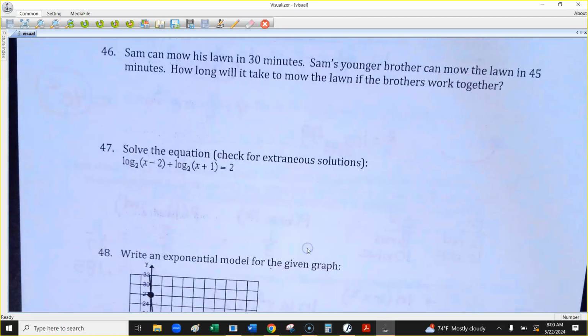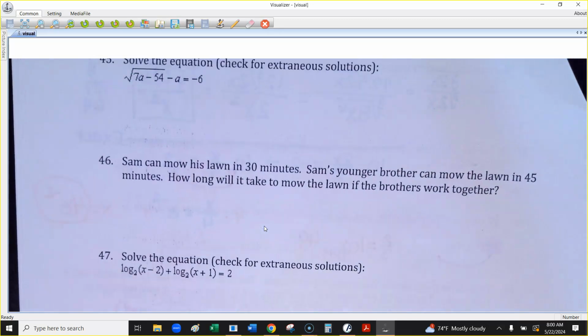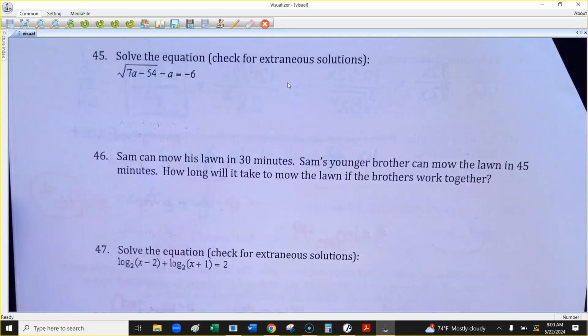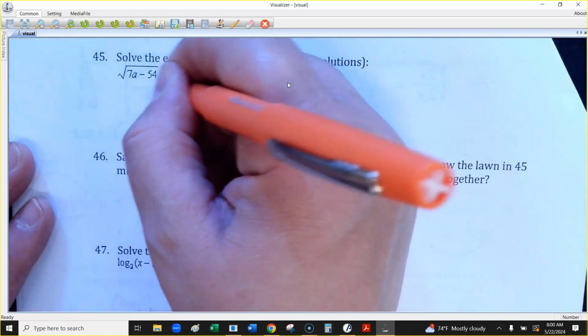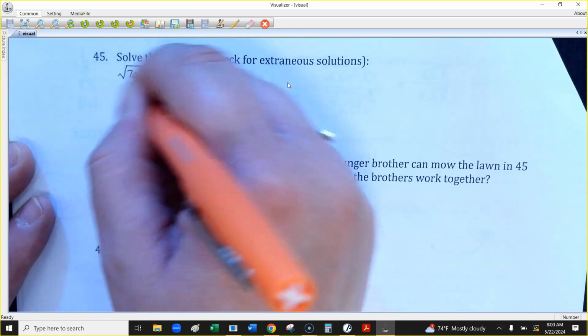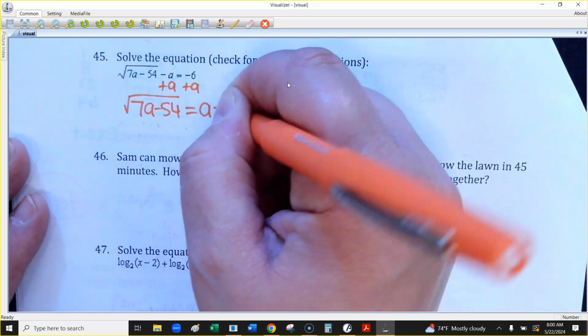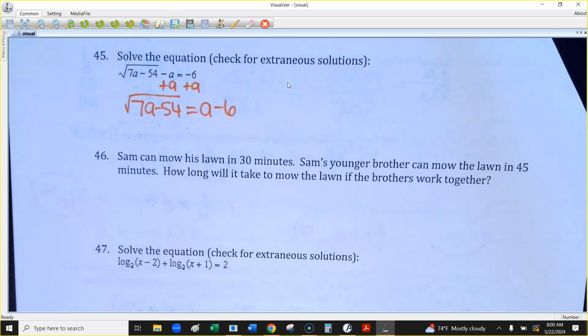All right, now we'll solve a radical equation. This is earlier in the semester. So, first thing you want to do, get the radical alone. So I'm going to add a to the other side here. 7a minus 54 equals a minus 6. Okay, what do I do from there?